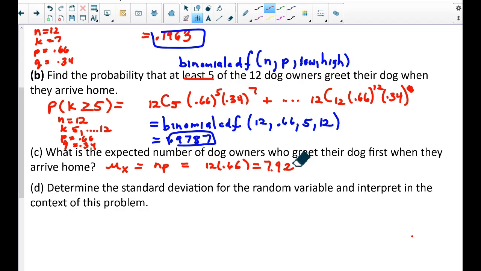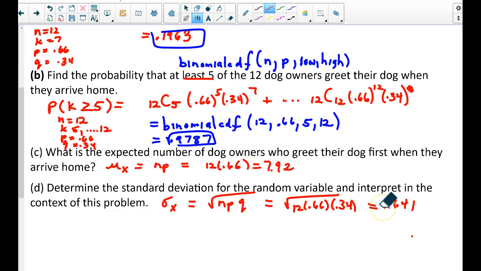And what that means is, on average, we would expect 7.92 dog owners to greet their dog first when they arrive home. The formula for the standard deviation of a binomial random variable is square root of NP times 1 minus P, or NP times Q. So it would be the square root of 12 times 0.66 times 0.34, which is equal to 1.641. In any case, now it's time for you to practice. Let me know how it goes.